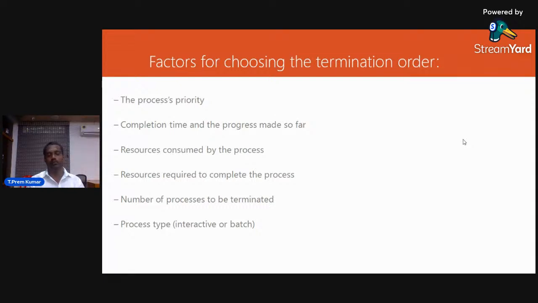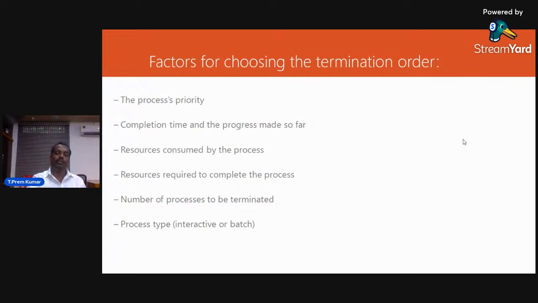So these can be considered in the case of a termination order. The next one is the resource consumption by the process. How many resources have been consumed by a process can also be calculated for the termination order. Then the resources required to complete the process. If it requires any additional resources, that is also considered as part of the process termination order. Then the number of processes to be terminated. How many processes are we going to terminate? This is also calculated. Then the last one is process type, whether it is an interactive process or a batch process.